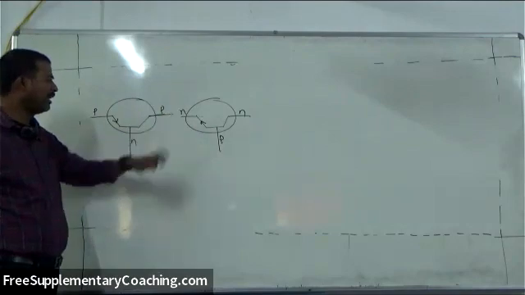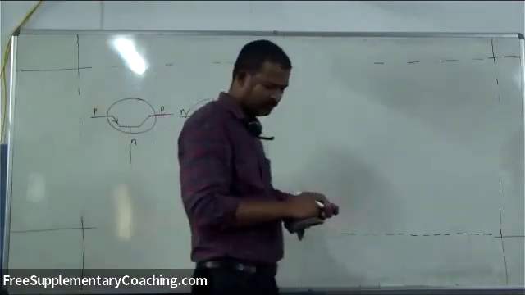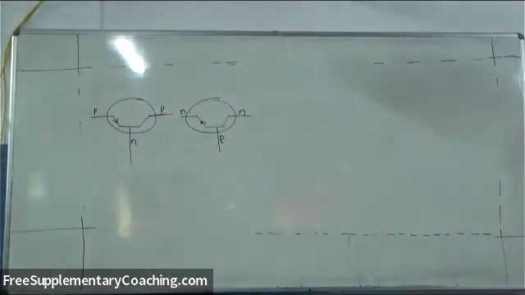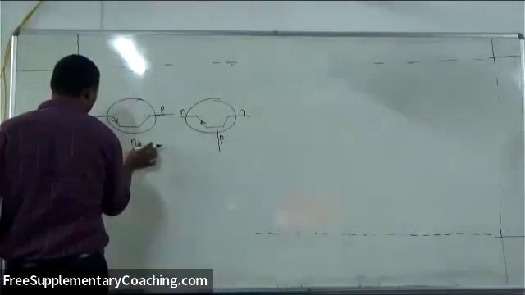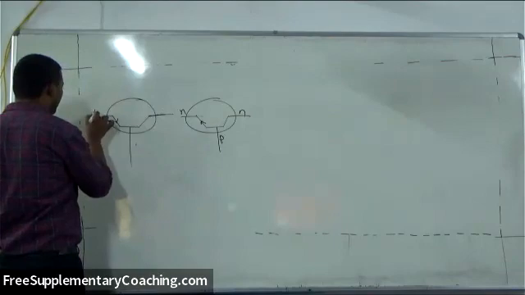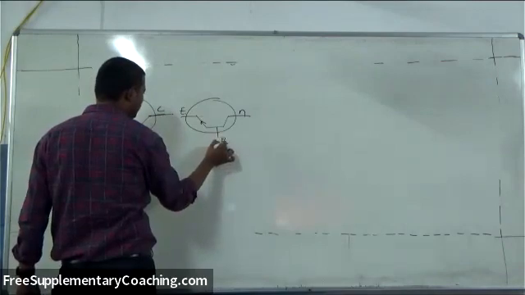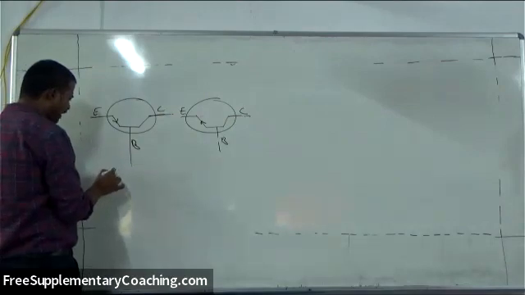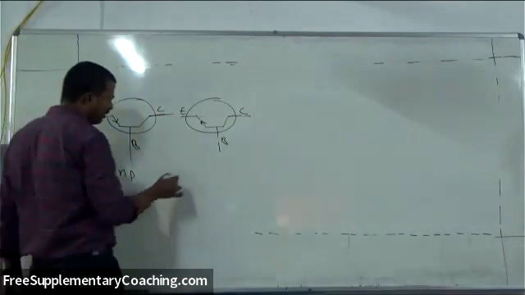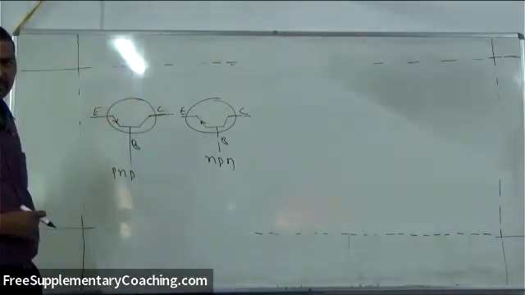PNP or NPN will be like this. Only a simple diagram needs to be drawn. Or otherwise, we can name them as emitter, base, collector. If it is a PNP, the current is towards the base, and in NPN the current is towards the emitter. Clear?